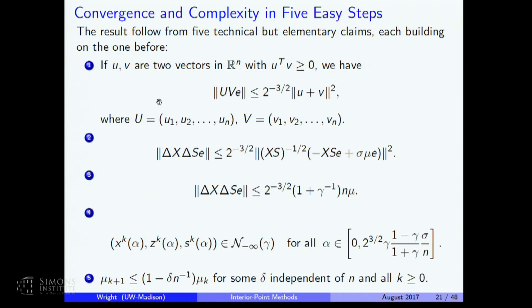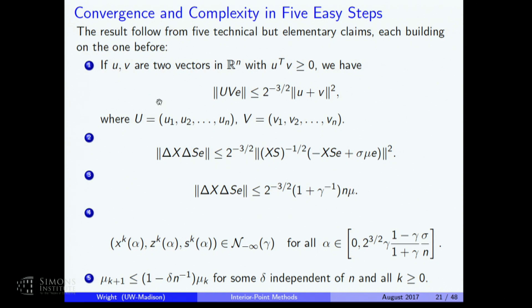Okay, so I'm not going to go through all this in detail because it's 2:10 in the afternoon, but this is the complete proof that if you start from an initial point that's in the N minus infinity neighborhood, important caveat, but if you just give me that, I can give you the complete proof of complexity, okay, ending up by showing that you get this amount of decrease at every step.